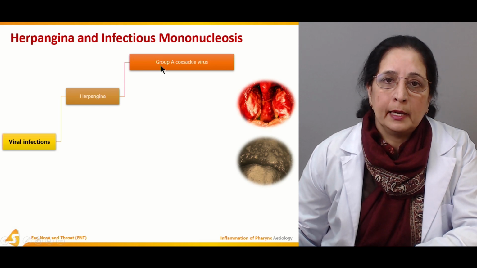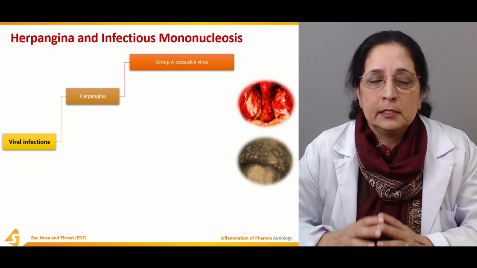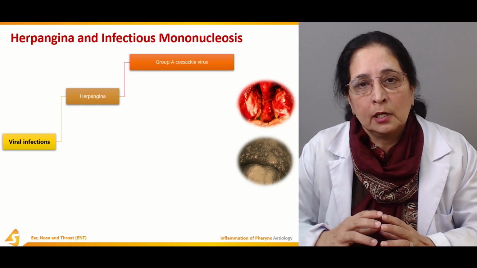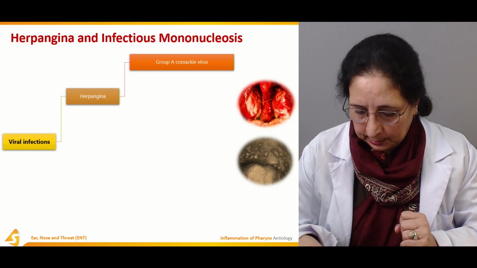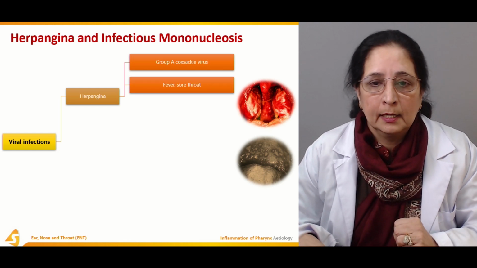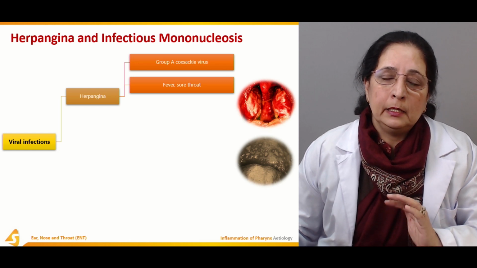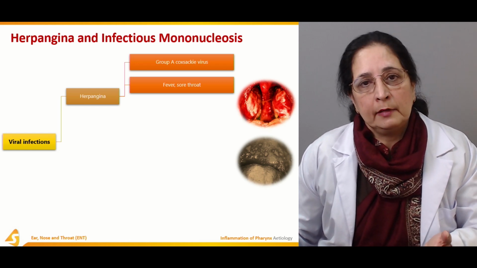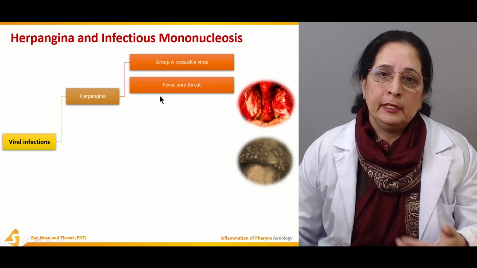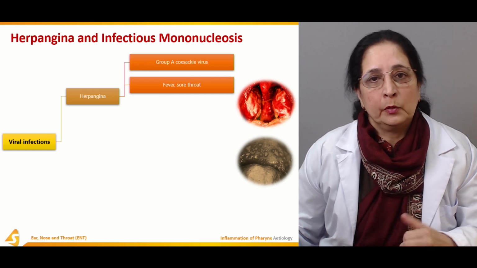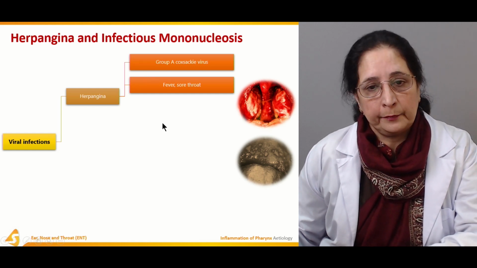Herpangina is caused by group A Coxsackie virus. So Coxsackie virus is responsible for herpangina, and this in turn causes acute pharyngitis or inflammation of the pharynx. There is fever, sore throat. Always the pharyngitis is associated with sore throat and difficulty in swallowing, and usually with any infection, fever is also present. So in herpangina, fever and sore throat are present.